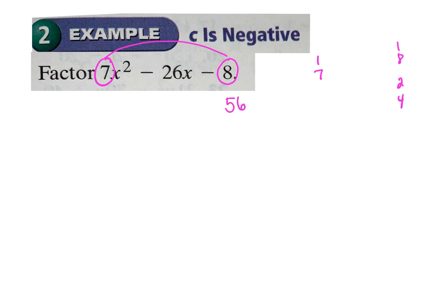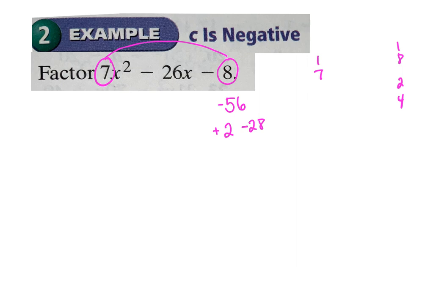56. And in this case, it's negative because my last term is negative. Factors of that subtract. One's going to be positive and one's going to be negative to give me 26. So 2 and 28 multiply to give you 56, and I subtract to give you 26. Which one needs to be negative? The 28.